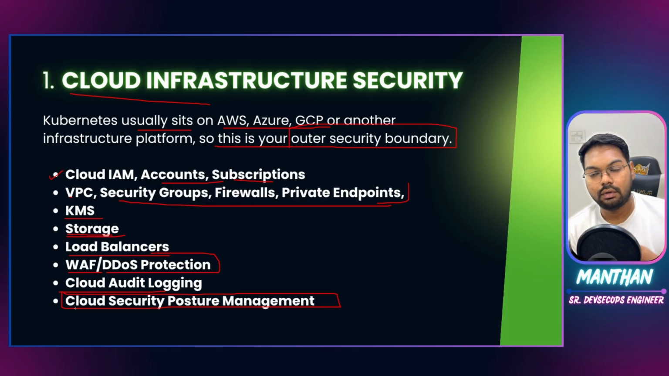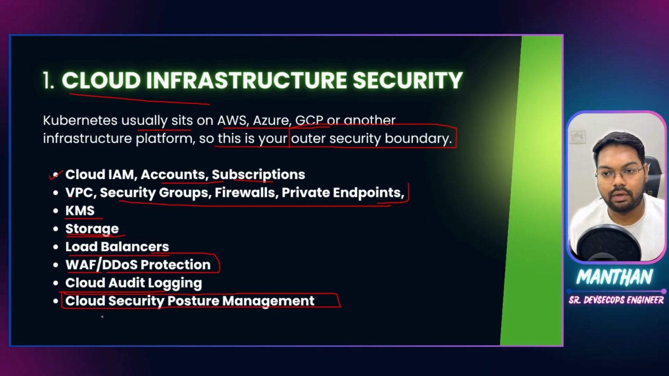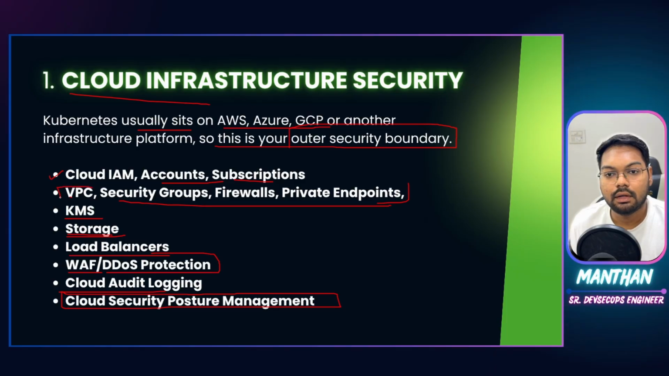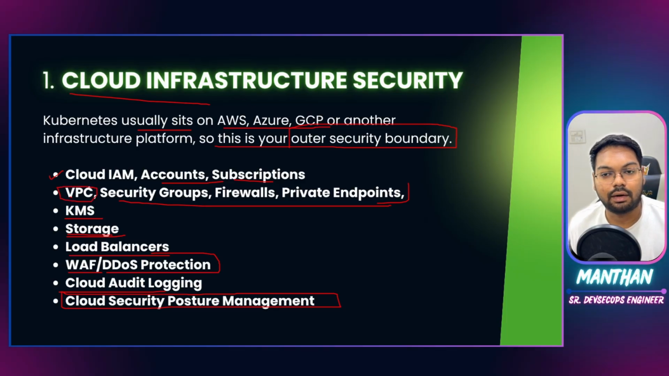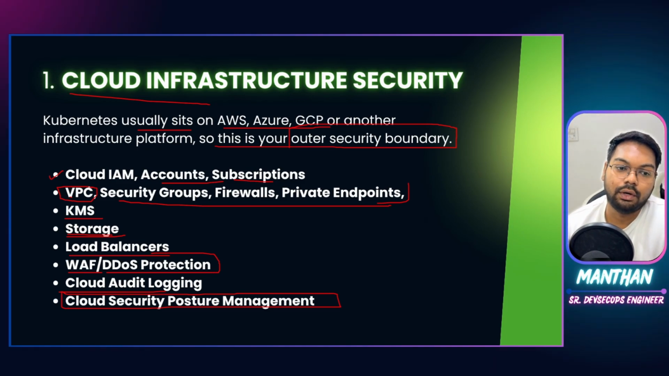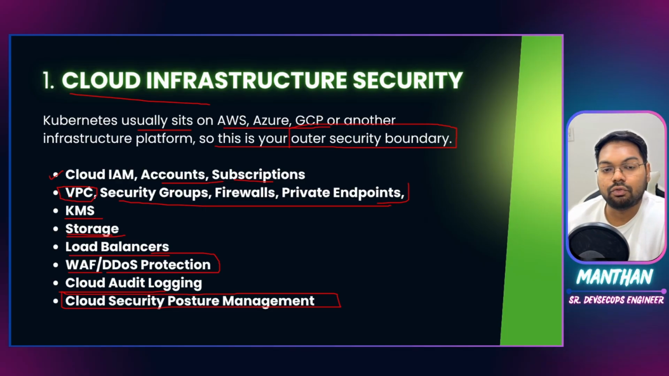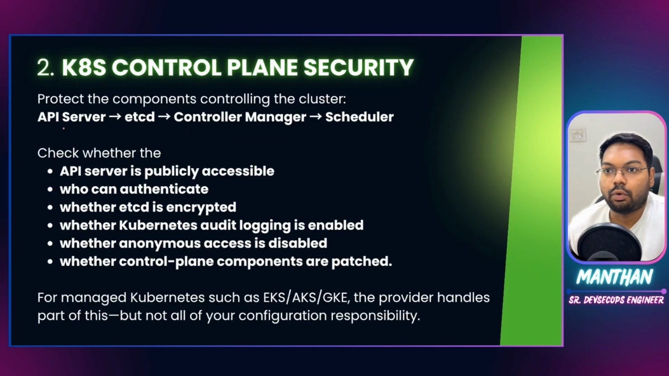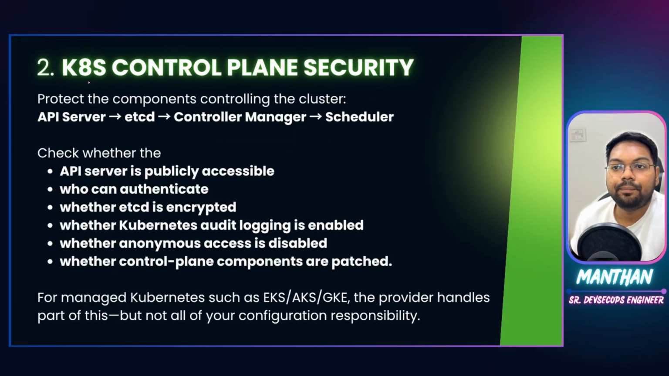And let's say you have everything in your public subnets, then it will be easily accessible to the entire world. Like if your database is publicly accessible, then no matter how many security tools or security implementations you do, that will fail. So the very basic thing is to secure the cloud infrastructure. That's the first point. Then the control plane security.